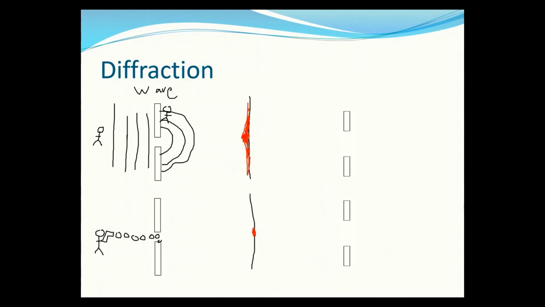So the thickness of the line just represents how many waves hit that. So it's still thickest in the middle, but it still bends around the sides. But with particles, you just get it through that opening.